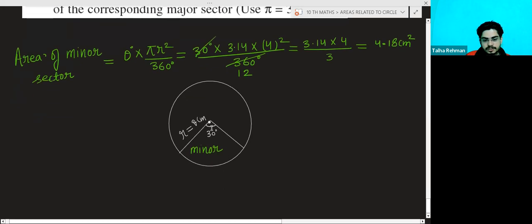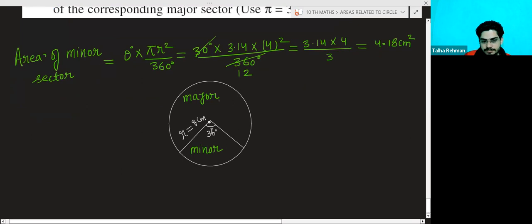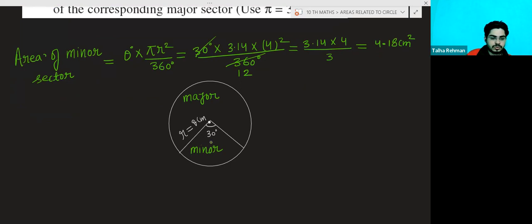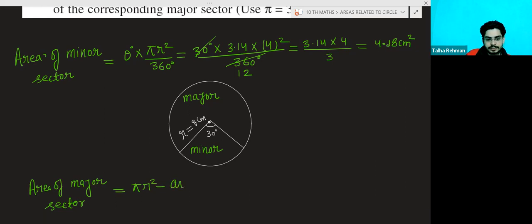Now for the major sector, what we will do? This is the major sector. For the major sector, first we will calculate the area of the circle and we will subtract this area, and this area is the area of the minor sector. So area of major sector is equal to pi r square, means area of the circle, minus area of the minor sector, that is 4.18. Okay, you can write here area of minor sector.